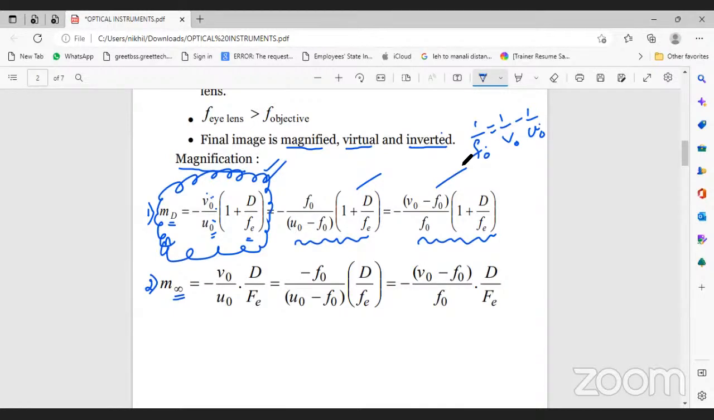What is the magnifying power? This is the formula when the image is formed at infinity. When the image is formed at infinity, the magnifying power is given by the formula minus v naught by u naught. This term will be as it is. Instead of 1 plus D by Fe, I am going to get only D by Fe.